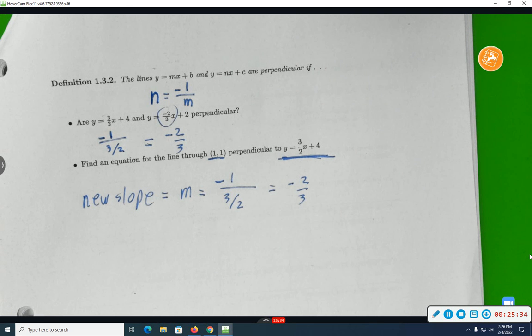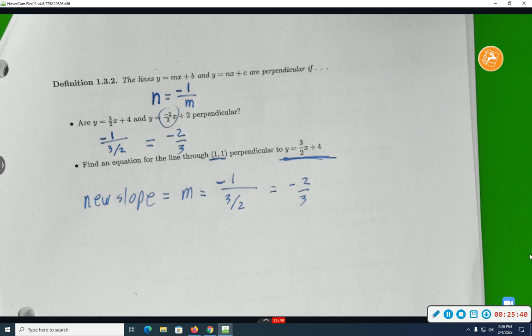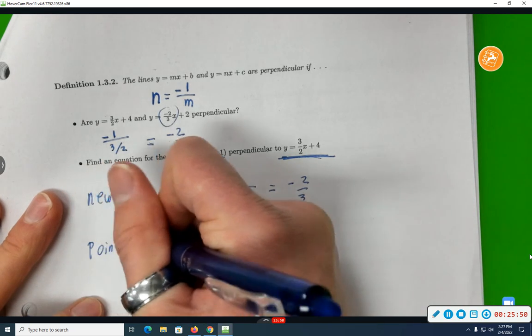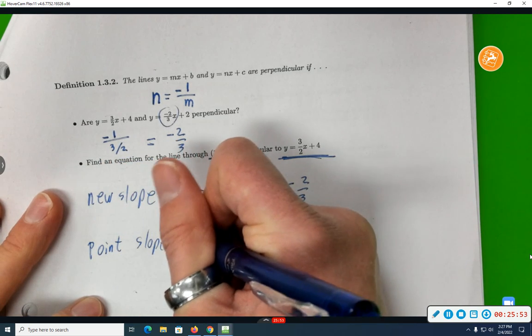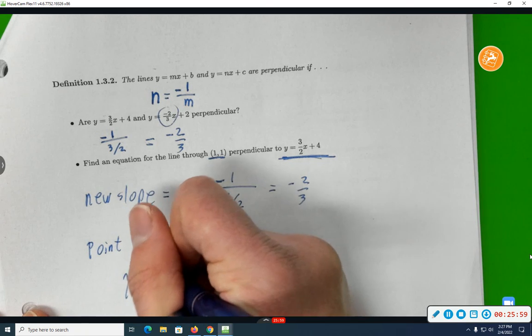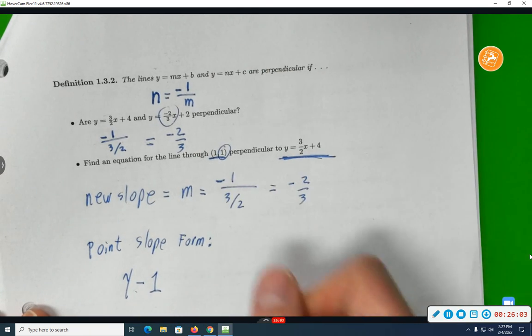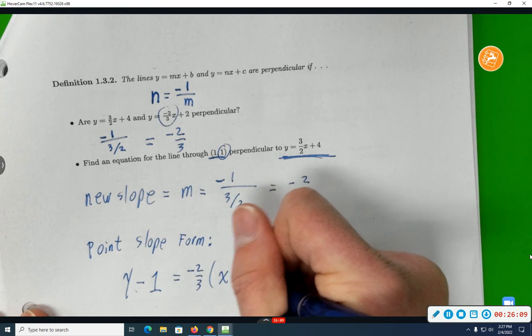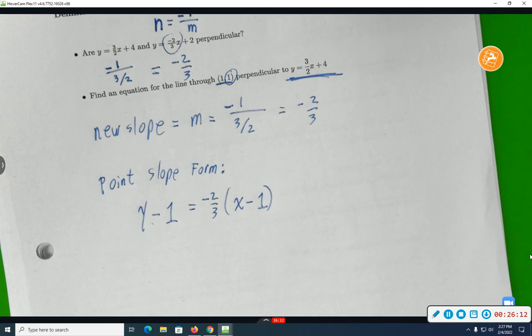All right, so we found the slope of this new line. Are we given a point on that line? I hope so. Let's use that. Let's put this in point-slope form. So it's y minus the initial y coordinate, y minus y0, is equal to the slope, negative 2/3, times x minus the initial x coordinate. Yeah.